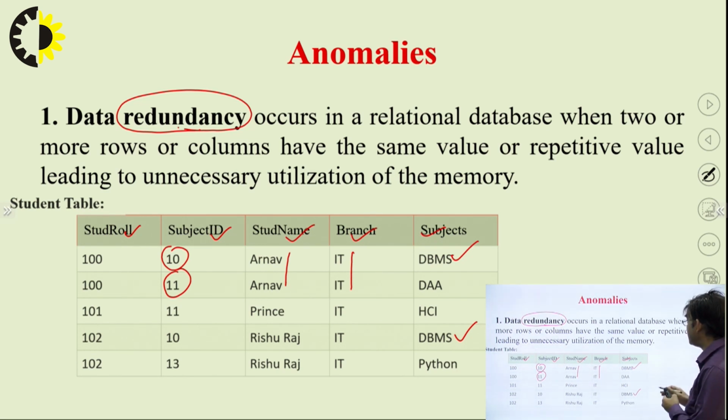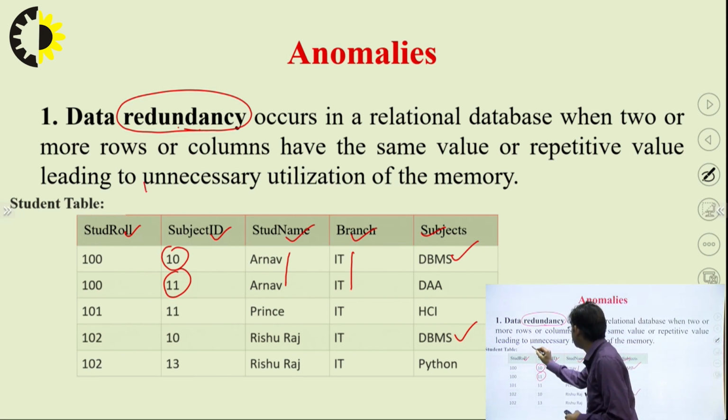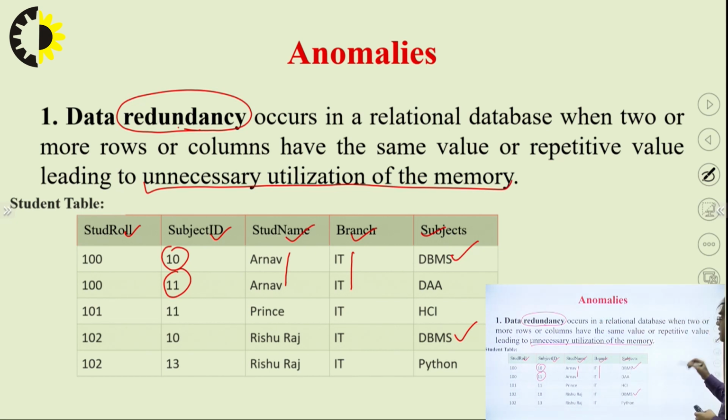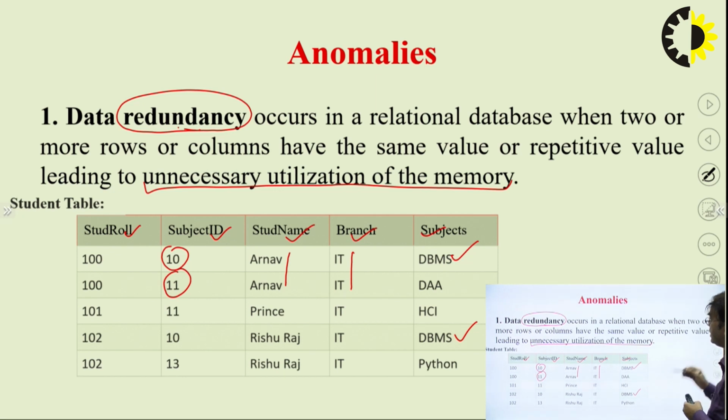What is the impact of this repetition? The impact is unnecessary utilization of memory. That's why this type of repetitive value is known as data redundancy. In the normalization process, we have to remove the data redundancy. This is the first anomaly.